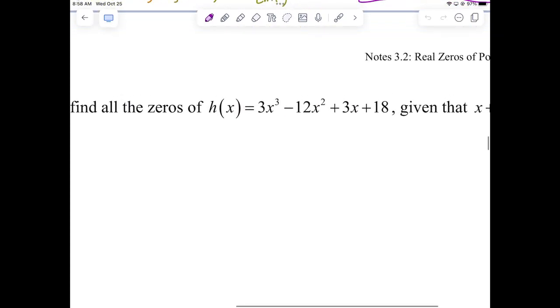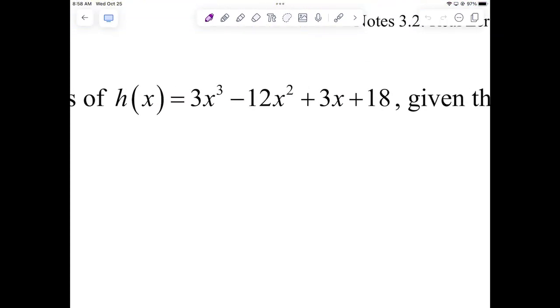All right, now it says to find all the zeros. What's the degree of this polynomial h of x? 3. So how many zeros are we supposed to come up with at the end? 3, right? There's 3 of them. Because it's a cubic, though, if I know just one root or one factor, I can get it down to the quadratic. And of course, once I get it down to a quadratic, I'm home free. So really, to start with, I only need one root.